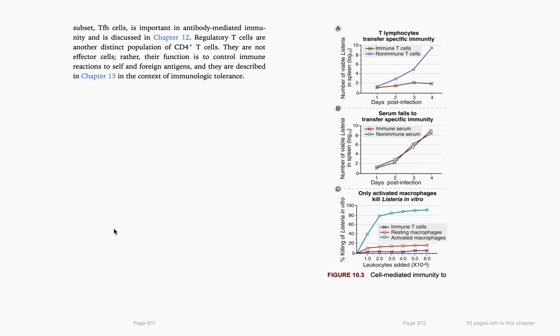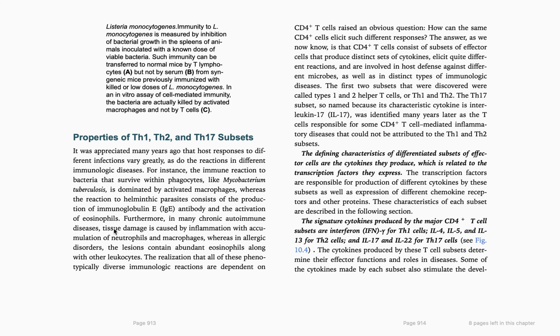Regulatory T cells are another distinct population of CD4 T cells. They are not effector cells. Rather, their function is to control immune reactions to self and foreign antigens, and they are described in chapter 15 in the context of immunological tolerance. So they have the figures here, and I think you can go through, but let us continue.